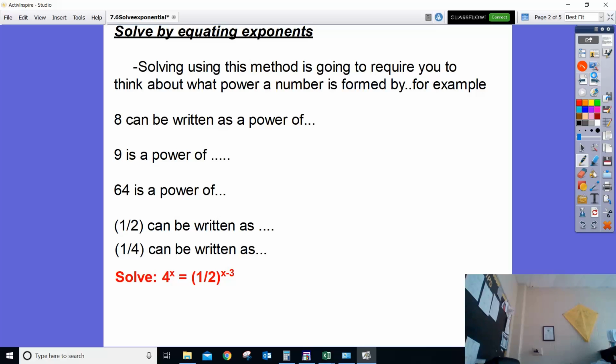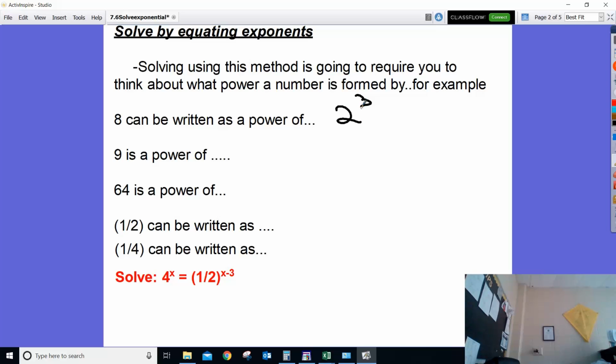Now, to solve exponential equations properly, you're going to have to be in the right frame of mind. You're going to have to look at numbers and be able to rewrite them as powers. You should know without a whole lot of hesitation what 8 is a power of. What is 8 a power of? 2. 8 is 2 to what power? Cube. 2 cubed. How about 9? What's 9 a power of?